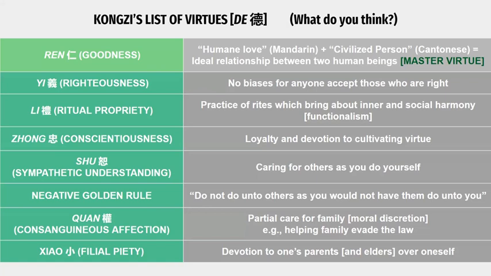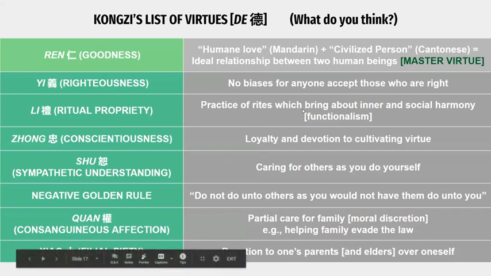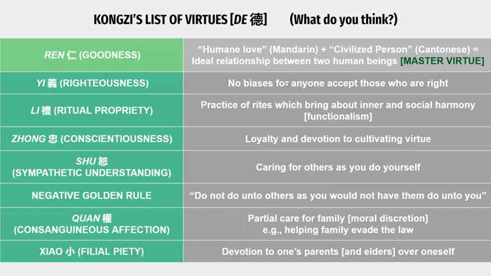So this is Confucius's list of virtues. Notice how similar and different they are from Aristotle. So we have goodness, righteousness, ritual propriety, conscientiousness. A lot of similar things, but also really important differences, right?